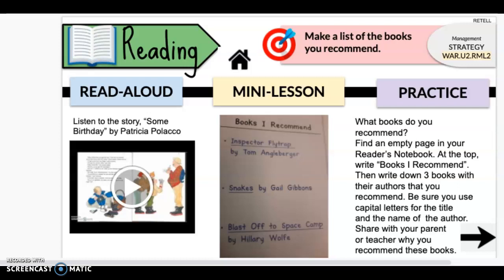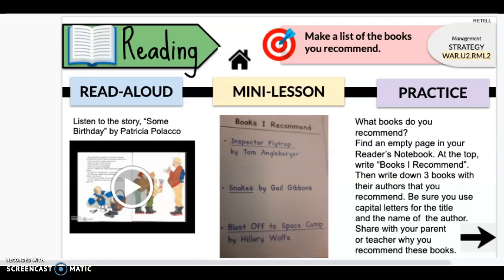There are many different reasons why you might recommend a book. What are some reasons? Maybe you like animals. Maybe you think it's funny. Maybe you like the pictures. There's many different reasons why you recommend a book.